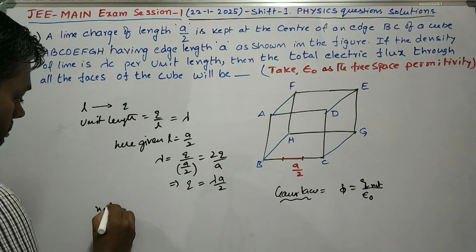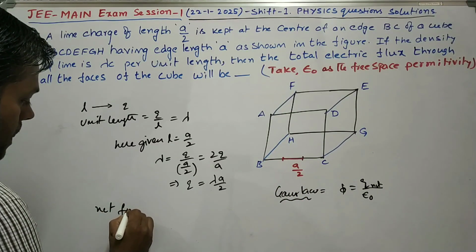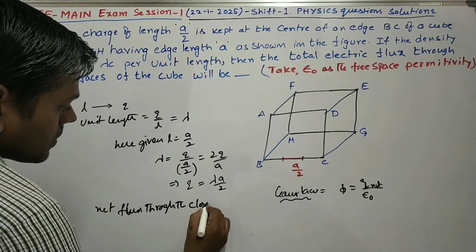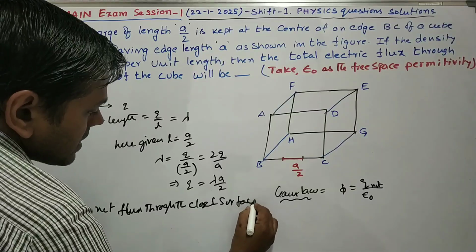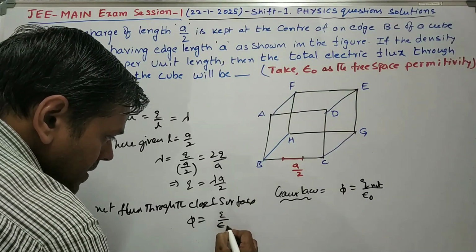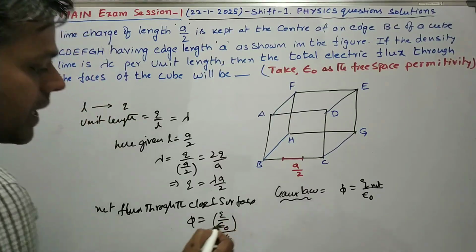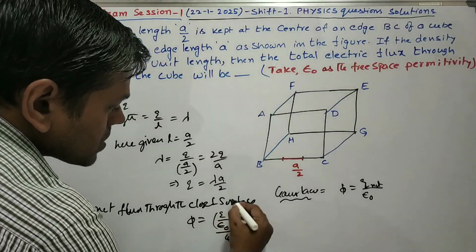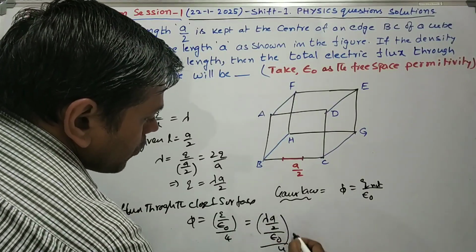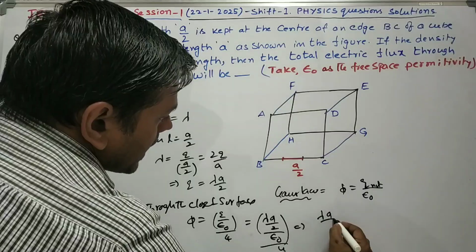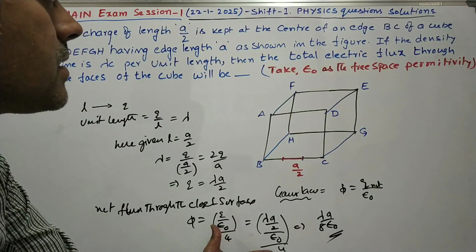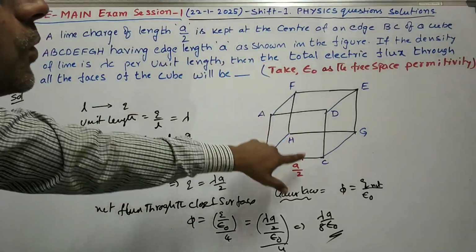So the net flux through the closed surface, called phi, is equal to Q by epsilon naught by 4. So Q is equal to lambda A by 2 by epsilon naught by 4, which is equal to lambda A by 8 epsilon naught. So this is the total electric flux through all the faces of the cube. Okay, that's it.